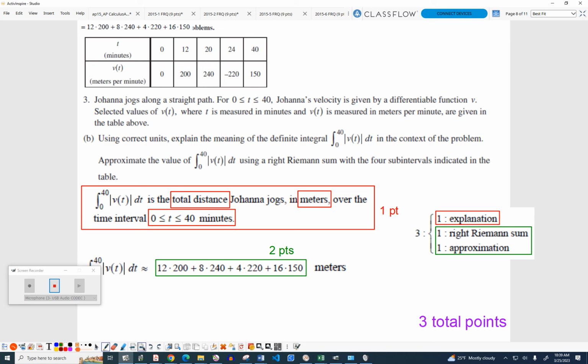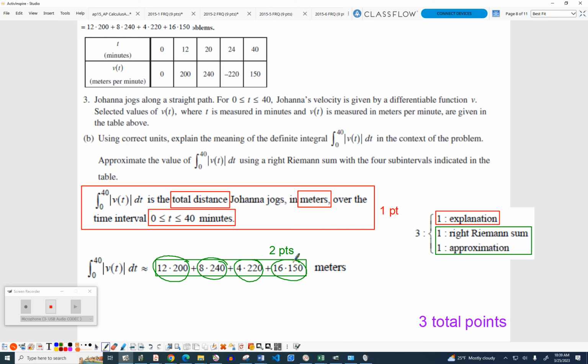We'll talk about the green in a second. So I would just go to your pile quick and look at the red. Here's how the green is judged. It's 2 points for having it right. There's not a whole lot of ways to get one. You either have it or you don't. You don't have to work it out to a number. You just have to have the 12 times 200, 8 times 240, 4 times 220, and 16 times 150.